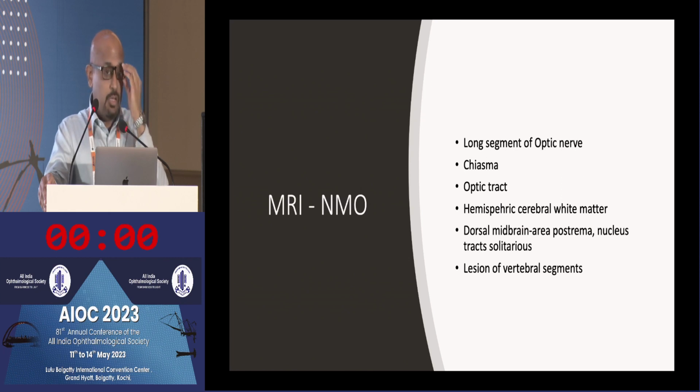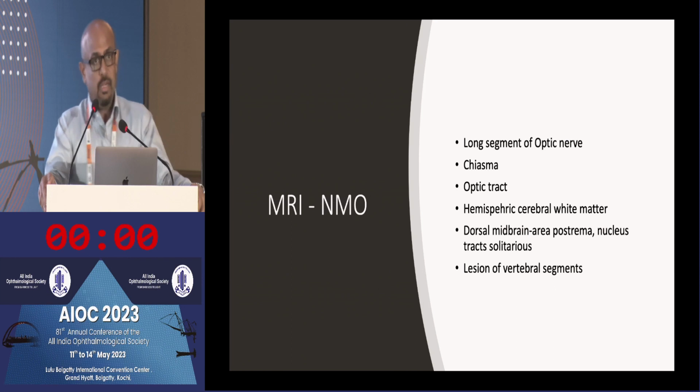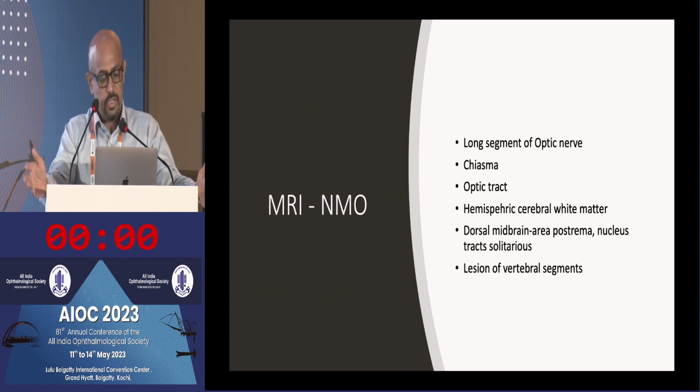One of the indicators in children or in adults about NMO would be on MRI, where generally a long segment of the optic nerve is affected. You'll find hyperintensities in the chiasm and optic tract, which is not a feature of typical optic neuritis. You also see areas like the area postrema or dorsal midbrain getting lit up, which generally you don't see in typical optic neuritis.